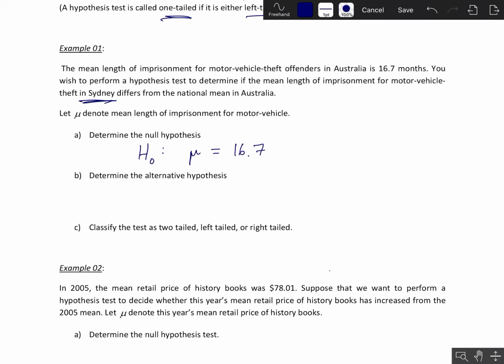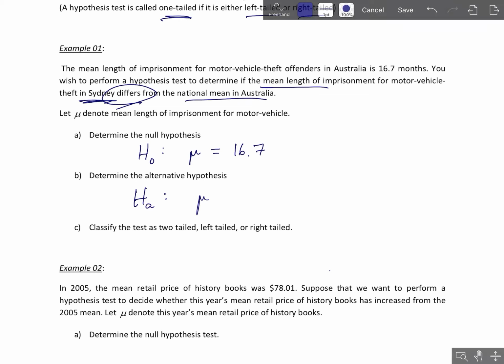Remember that the null hypothesis is always given by some form of equality, and usually you can sort of think of it as the boring outcome. It's just that the mean is what you expect it to be. The alternative hypothesis is the more exciting one. In this case, our alternative hypothesis is just that the mean for Sydney differs from the mean in Australia.